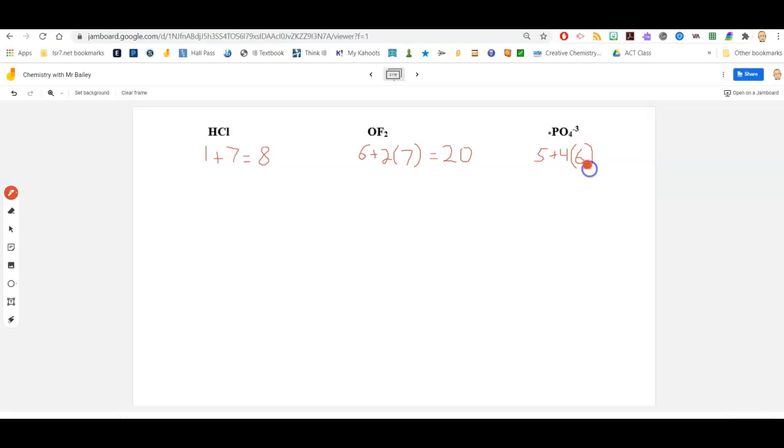But this time we have a charge. We have a -3 charge. Now electrons are negative, and so a -3 charge means that we have gained 3 additional electrons, so we'll add that into the total. 6 times 4 is 24. 24 plus 5 is 29. 29 plus 3 is 32.